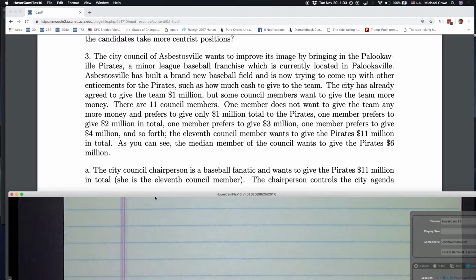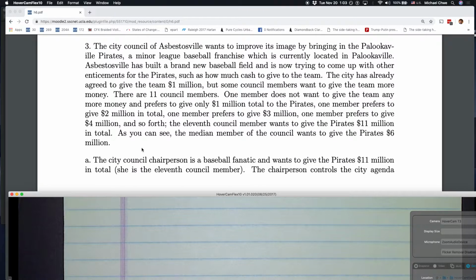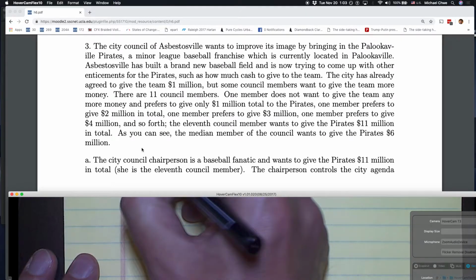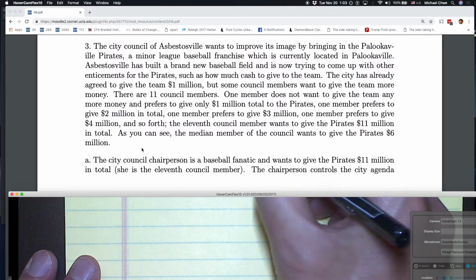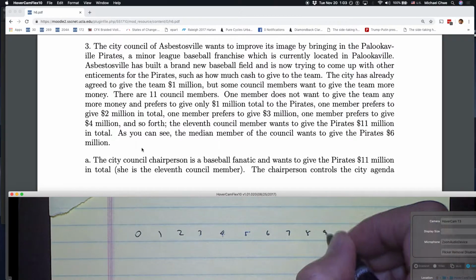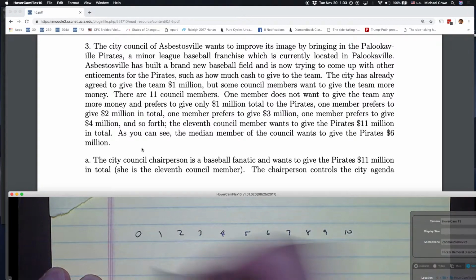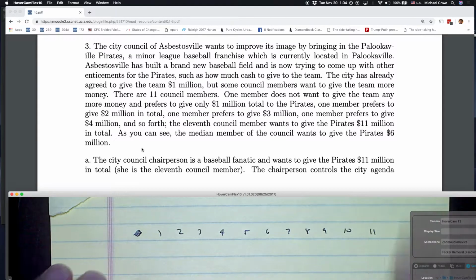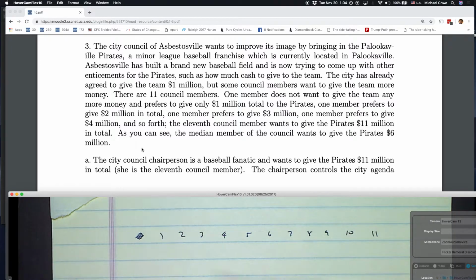The city is Pflugerville, and we're being the Pflugerville Pirates. There are 11 council members. One doesn't want to give the team any more money, so there's one person at the low end: 1, 2, 3, 4, 5, 6, 7, 8, 9, 10, 11. I'm sorry, there's not a 0. This is how much money each person wants to give the team. It goes from 1 to 11. Each one is one council person.